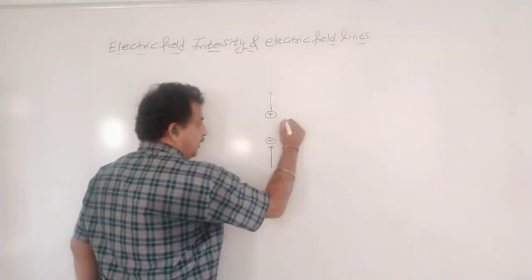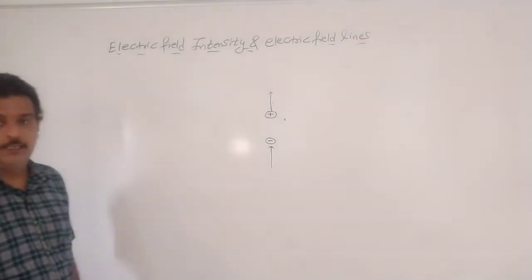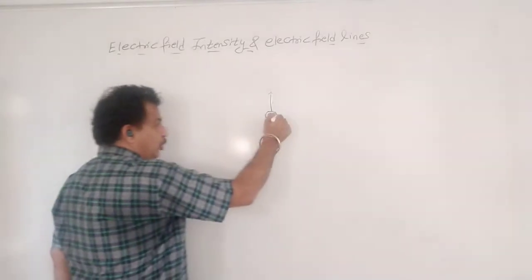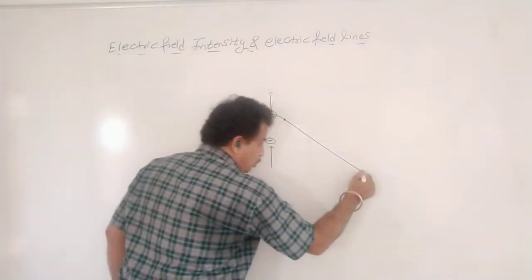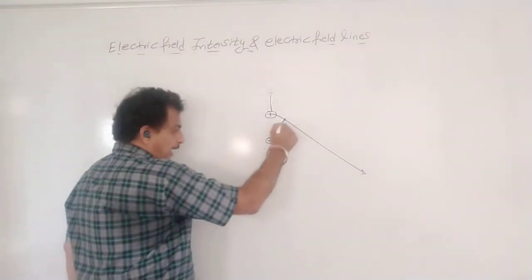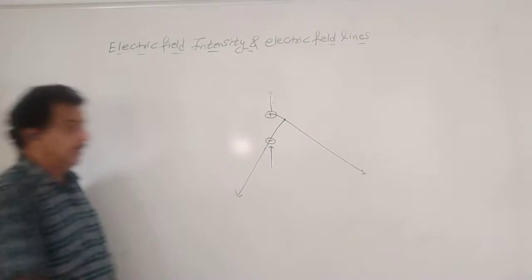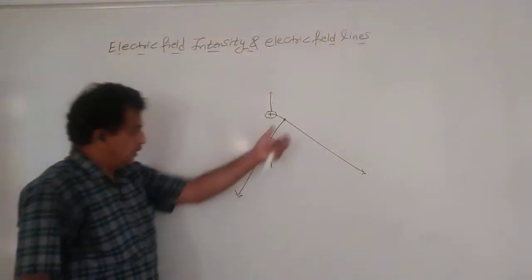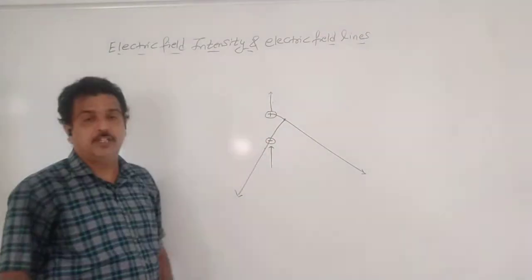Suppose I put a point here. Now there will be a force of repulsion. So this is the force of repulsion. This negative charge will attract it. So this will be the position. This will be the path of our test charge.